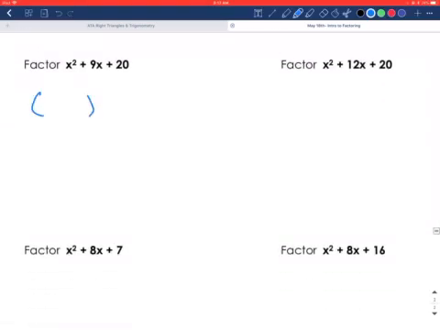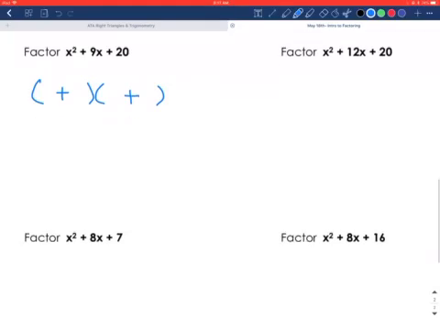All right, so a little bit more. 2 sets of parentheses. Drop your first sign. The second sign is a plus. It tells us they're the same. So our second sign has to be a plus as well.